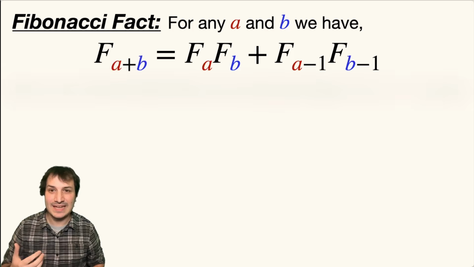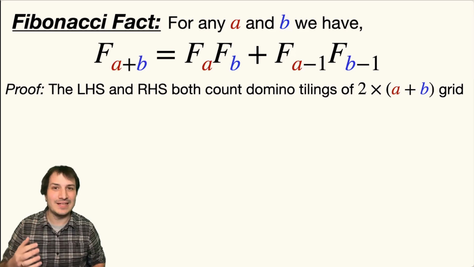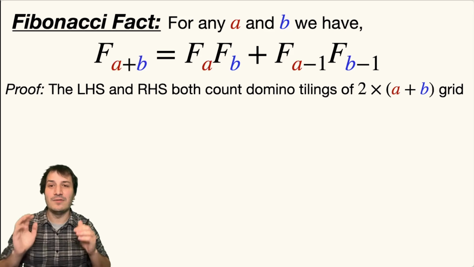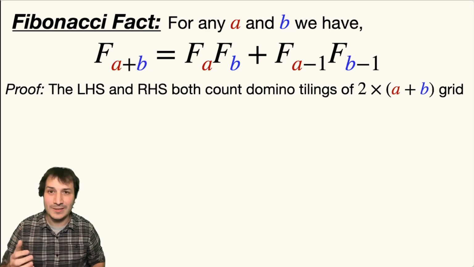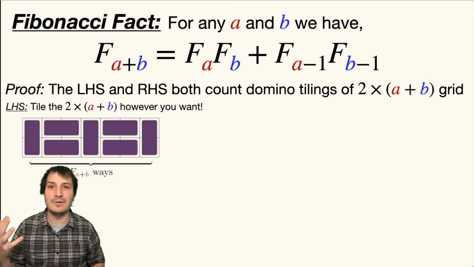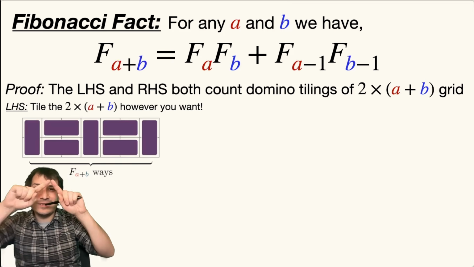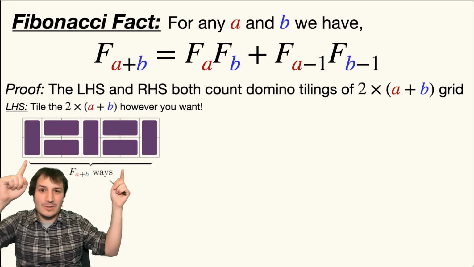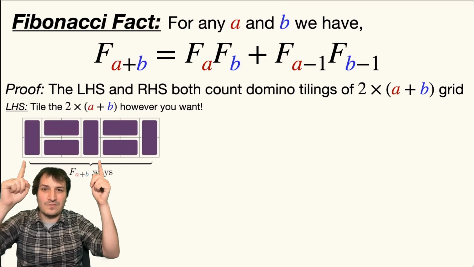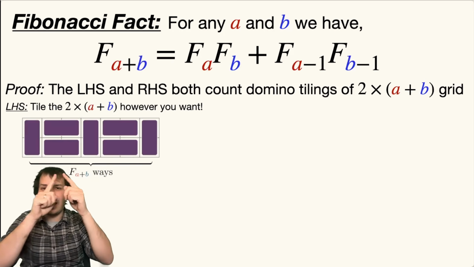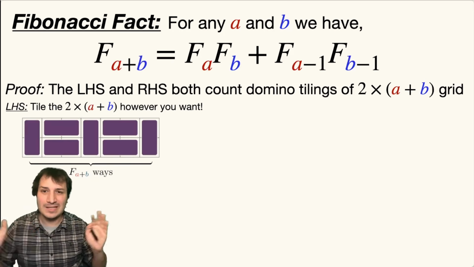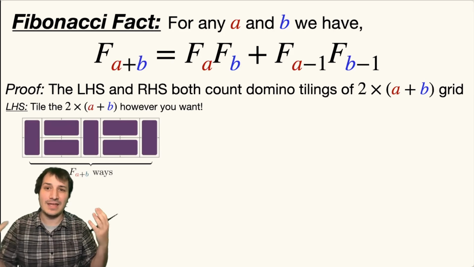So the way I would write this down is like this. Proof: the left-hand side and the right-hand side both count the number of domino tilings of a 2 by a plus b grid. The left-hand side is the (a+b)th Fibonacci number. That is exactly the same one we had before. There's f(a+b) ways to tile this region where you do a plus b wide. So in this example, I'm doing a is 4 and b is 3. So you make a strip of length 7, just all the possible ways you could tile that. That is f(a+b).